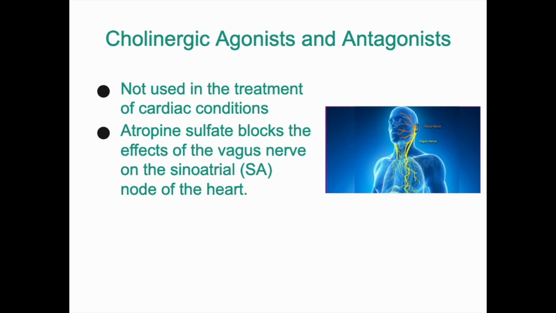Cholinergic agonists. Now, these primarily affect the parasympathetic nervous system. They stimulate the parasympathetic system, but are not typically used for treating cardiac conditions. Cholinergic antagonists block those effects, such as atropine sulfate, which specifically blocks the vagus nerve's influence on our sinoatrial node, the SA node of the heart, increasing heart rate.